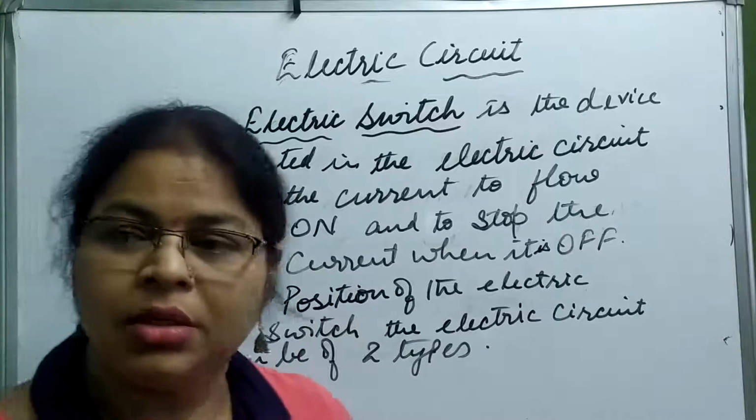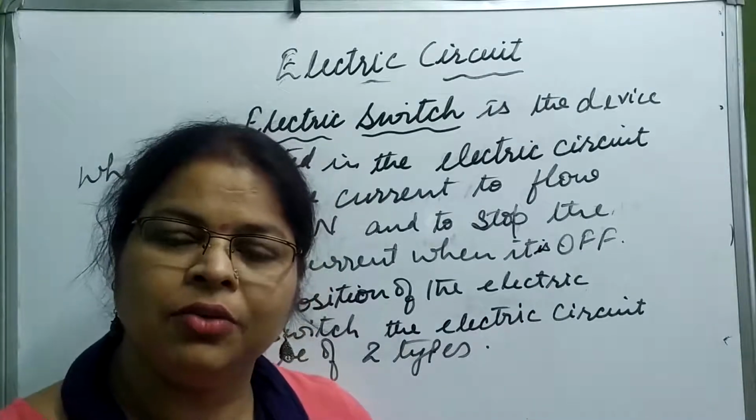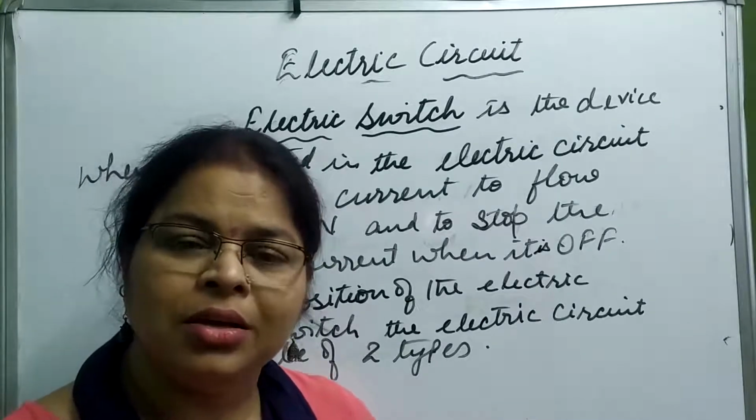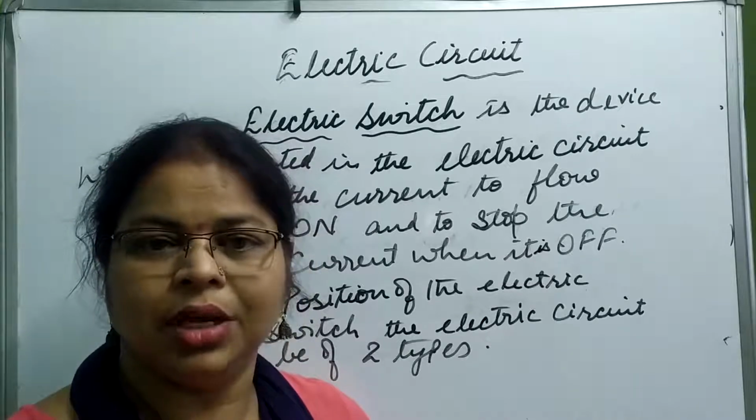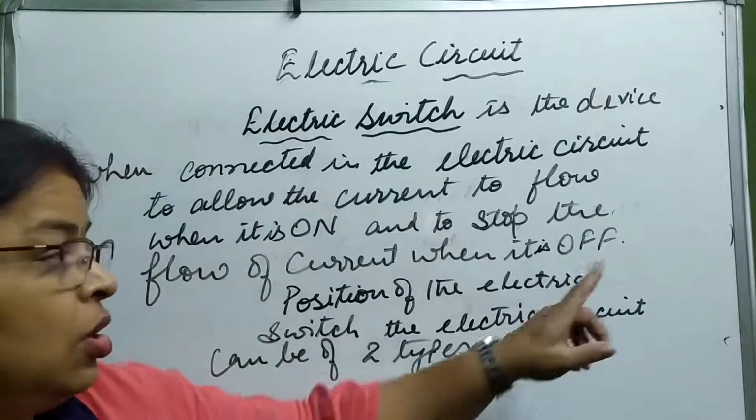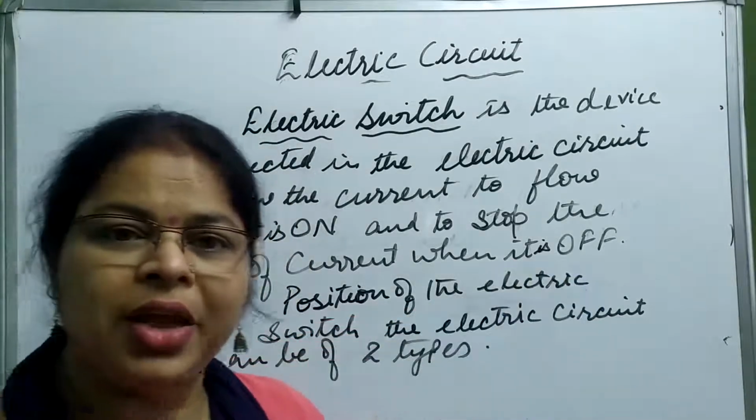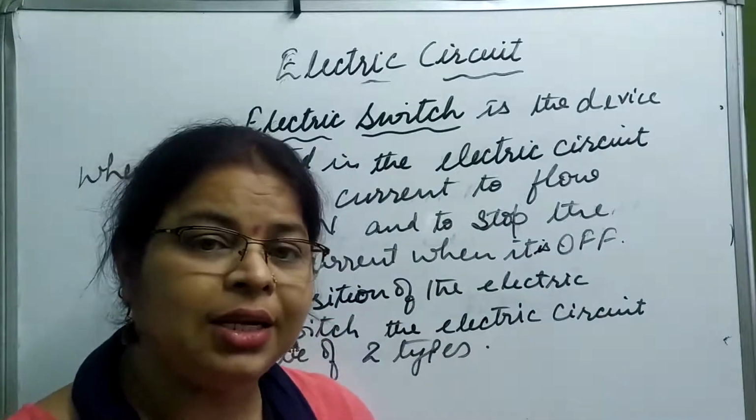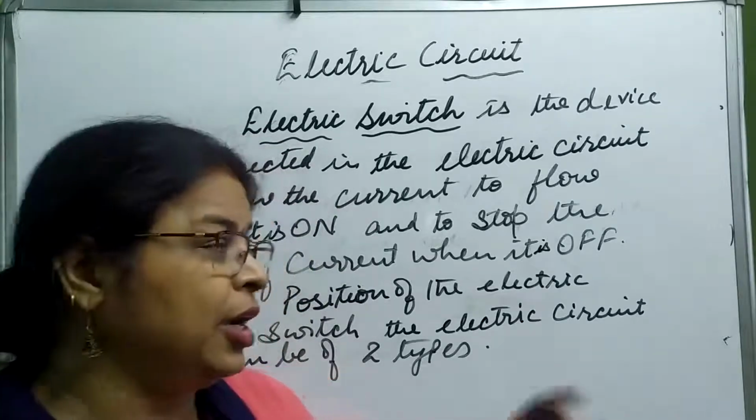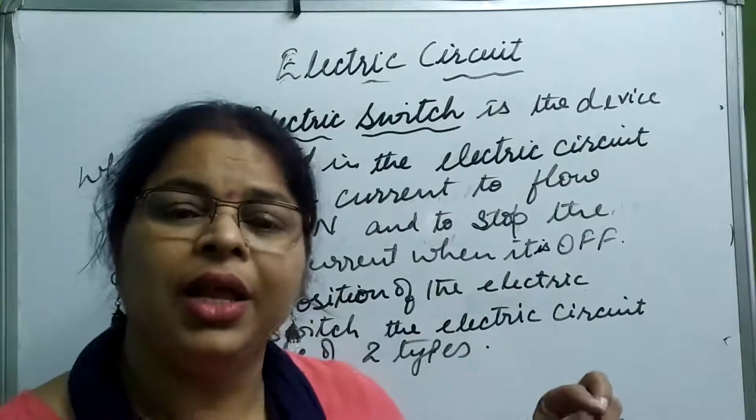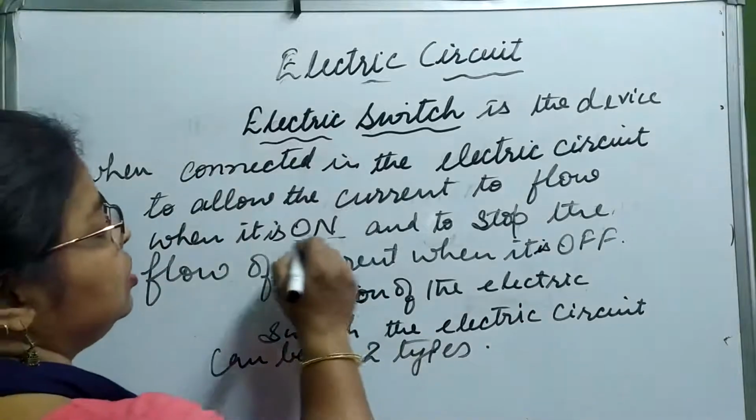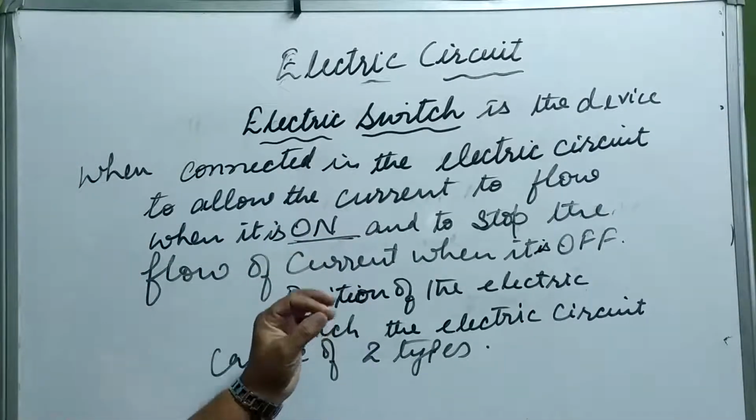Let us just visualize. When the fan is not working, it means the current is not flowing. It means the circuit is open. It is discontinuous. So the switch is in off condition. When the fan is working or the light is glowing, it means the current is flowing through the circuit. That's why the things are operating. So the electric switch is on.